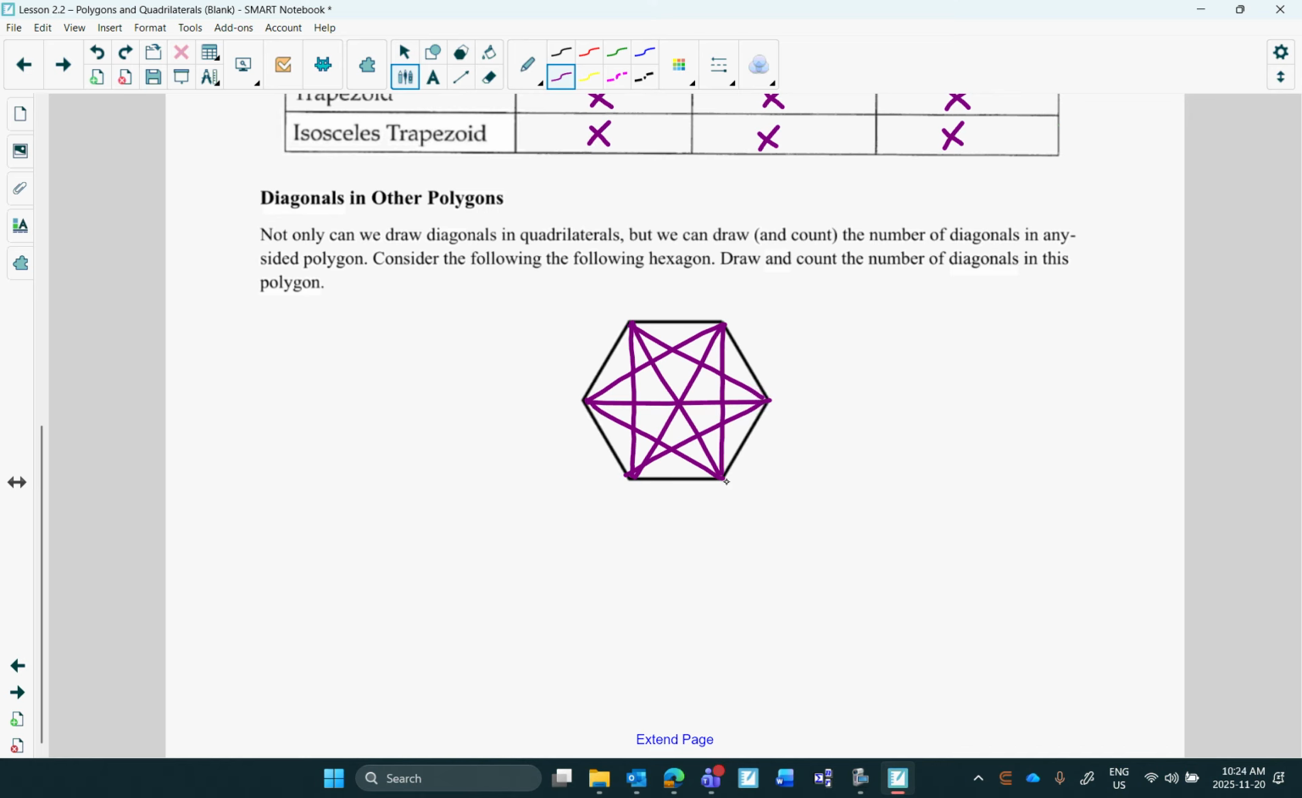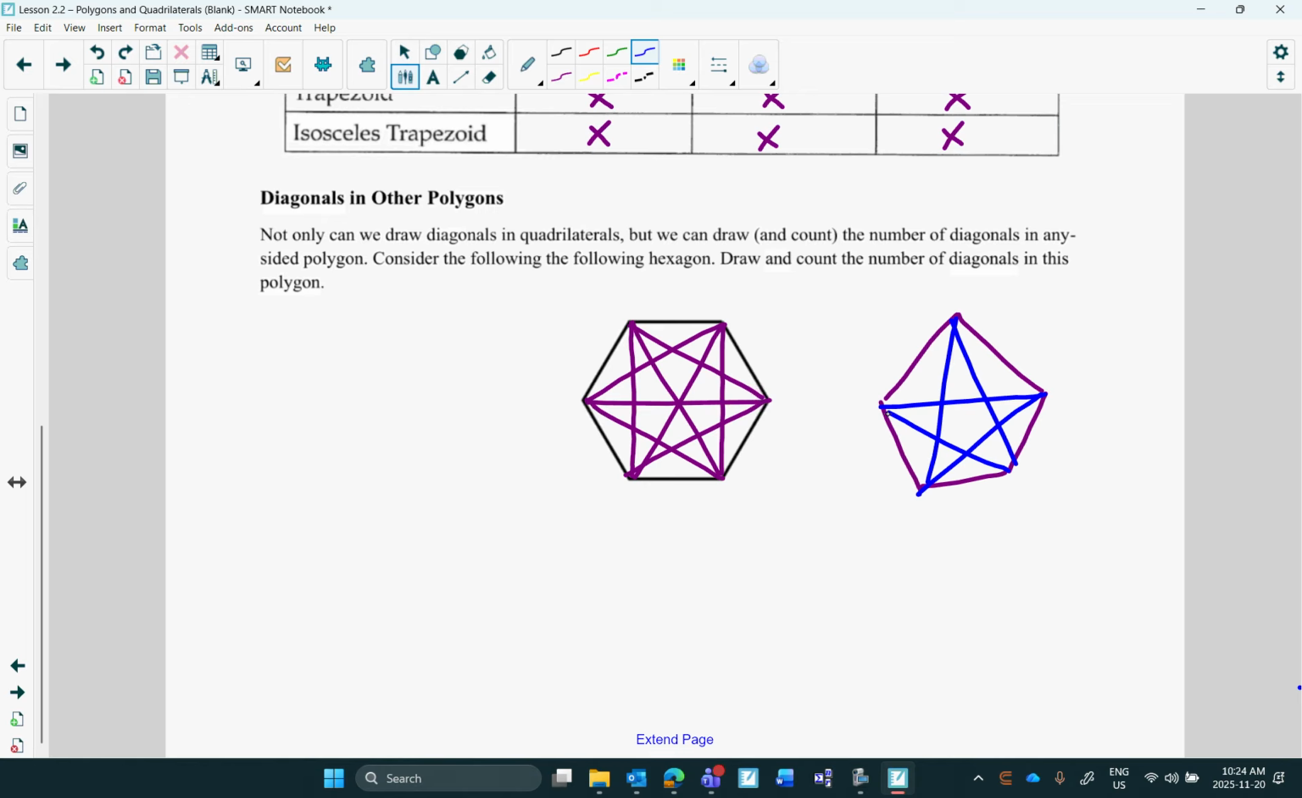So like if I did a pentagon, an easier way to do it. Obviously I can't draw a diagonal there, but I could draw one here, here, and that's it. If I go to this side, I can go here, here, and that's it. If I go to this corner, I can draw here, and it looks like that's it for all the diagonals.